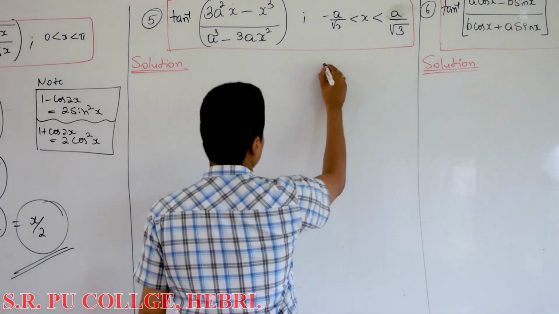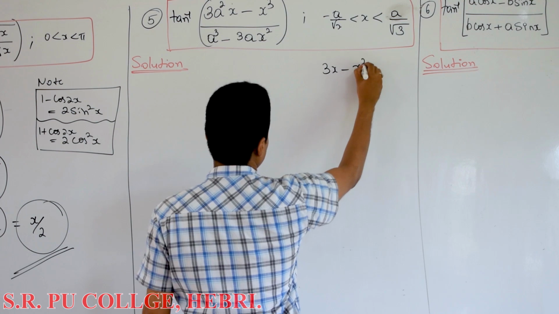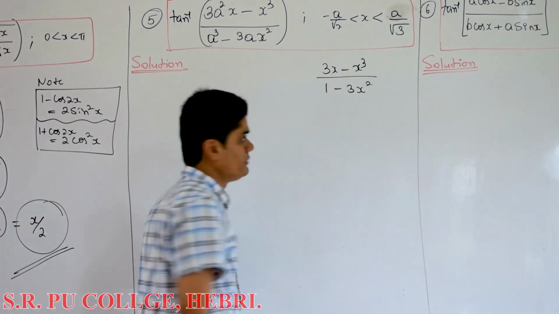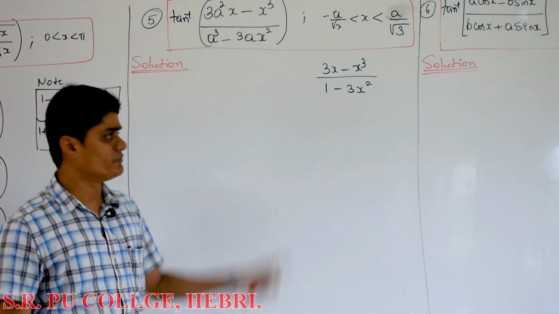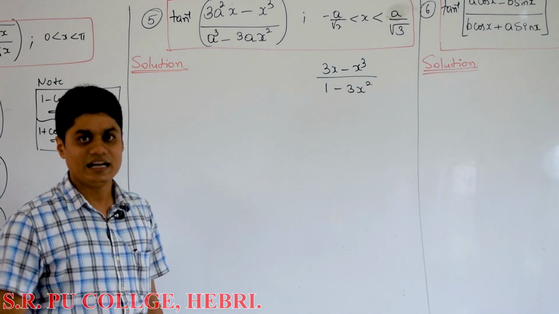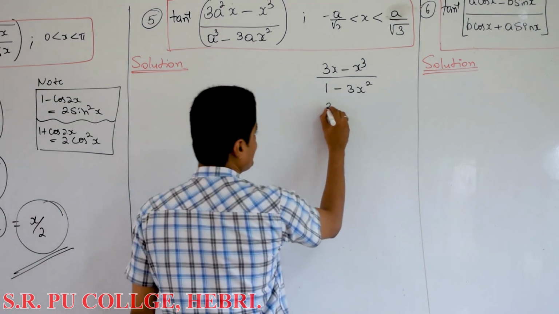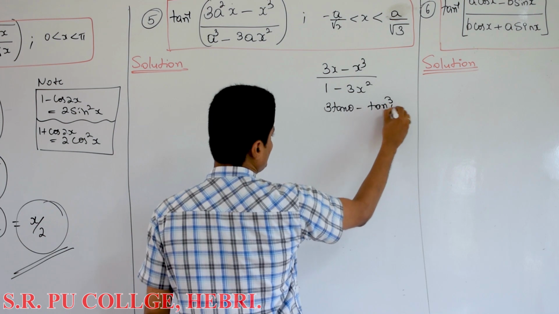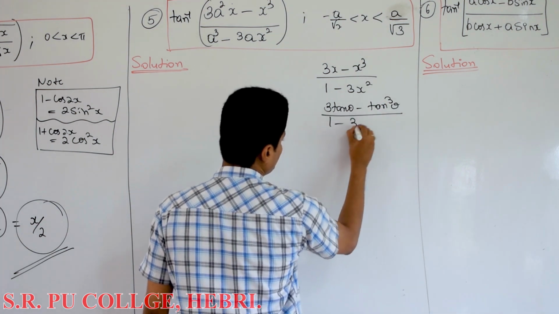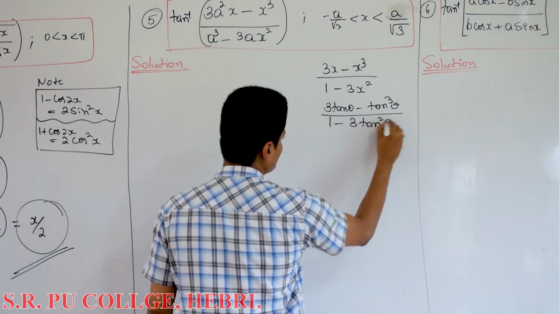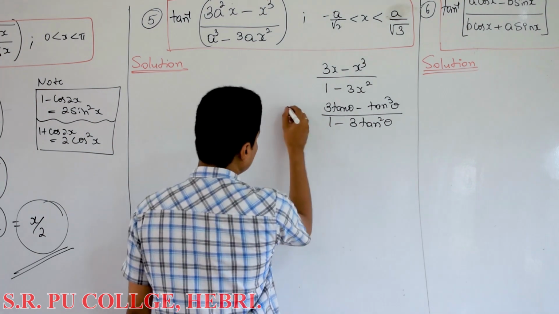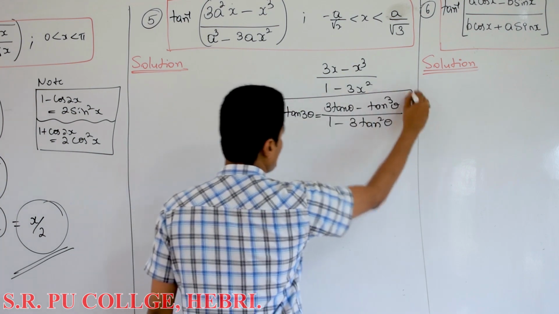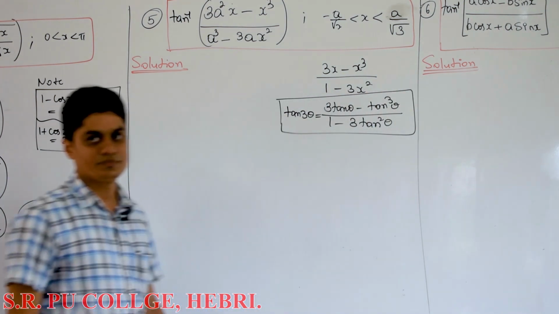It is in the form of (3x minus x cube) by (1 minus 3x square). Can you recall or can you tell me what is the expression which matches with this expression? Yeah, absolutely right. What is that expression? 3 tan theta minus tan cube theta divided by 1 minus 3 tan square theta, right? And also you know this is nothing but tan 3 theta. So this way you should decide the substitution.